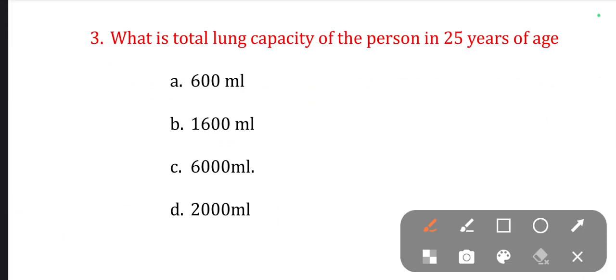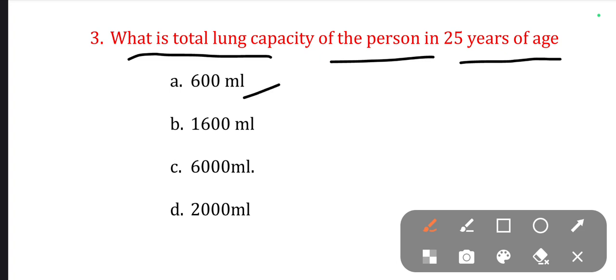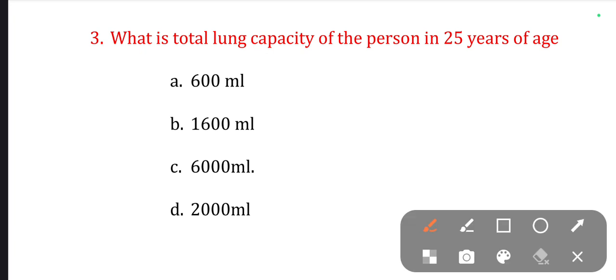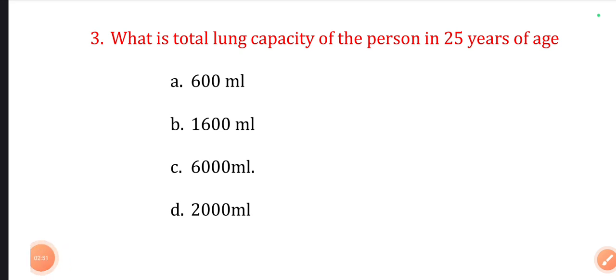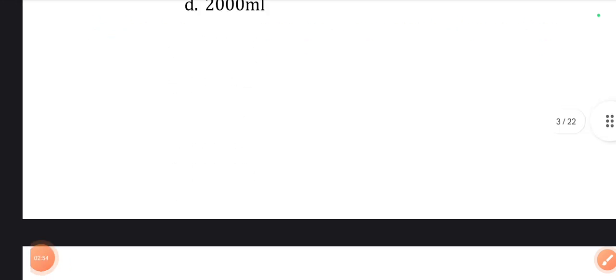The next one is, what is the total lung capacity of a person at 25 years of age? Options are 600 ml, 1600 ml, 6000 ml and 2000 ml. The right one is option C. Option C, 6000 ml, is the total lung capacity of a person at 25 years of age. 6000 ml is nothing but 6 liters.